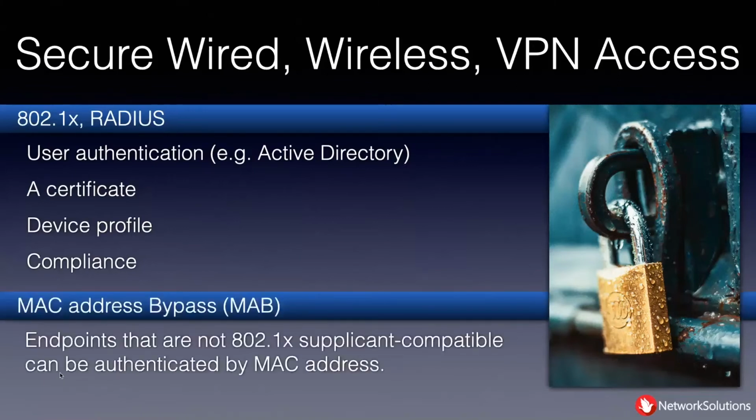If you're talking about things that can authenticate, 802.1X requires a supplicant on a device in order to cooperate. Some devices, say IoT devices, do not have an 802.1X supplicant. For those types of devices, if they need to be on your network, you can authenticate them by MAC address.